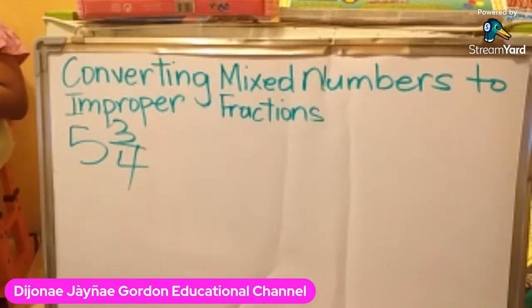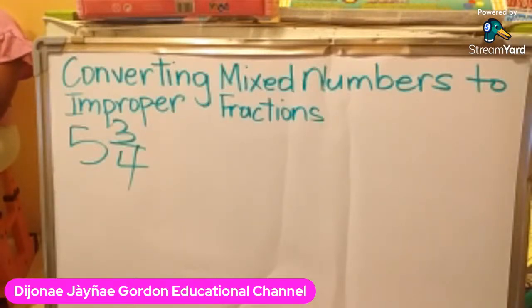Remember, we said the first thing we have to do is to identify our whole number in the fraction. What is the whole number? The whole number in this case is 5, and then 3 over 4 is what we call our proper fraction, because a mixed number is made up of a whole number and a proper fraction.